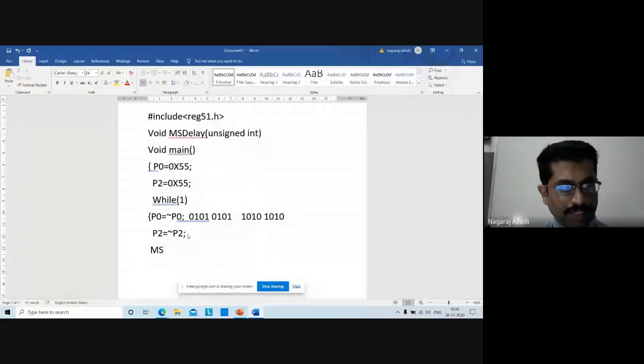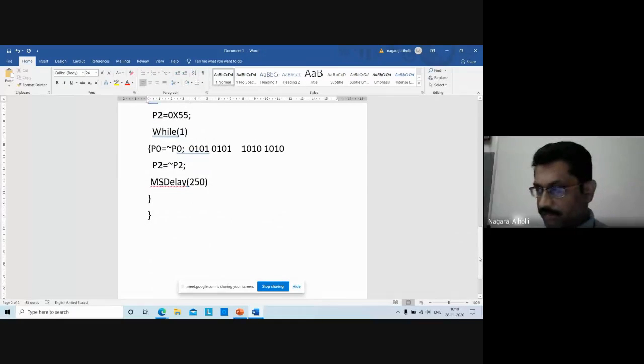ms delay, we will pass the delay value. How much have they mentioned in the program? 250 milliseconds. Pass the value 250. Then end the while loop and end the main function. Now we'll write the delay function.